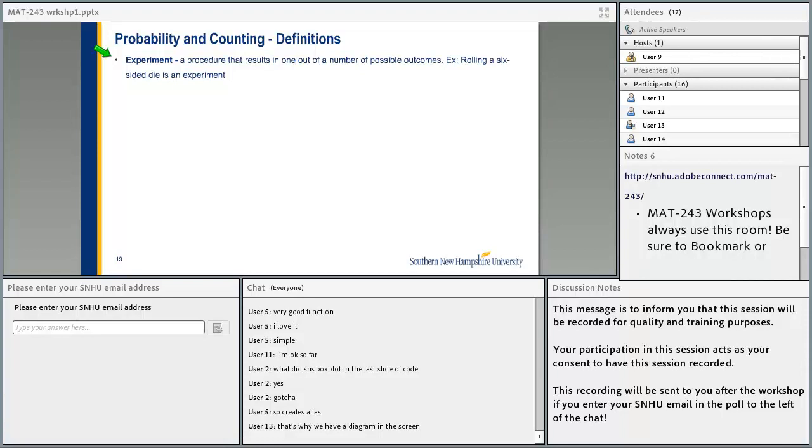All right, let's start with probability then. Look at some definitions first. Experiment. It's a procedure that results in one out of a number of possible outcomes. For example, rolling a six-sided die is an experiment. Outcome, that's the result of an experiment. So if you roll a six-sided die, that's the experiment, and the number of dots that's displayed is the outcome.